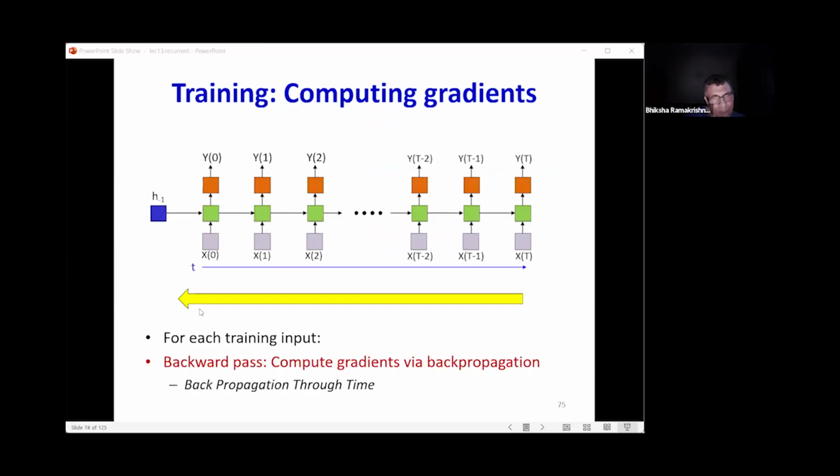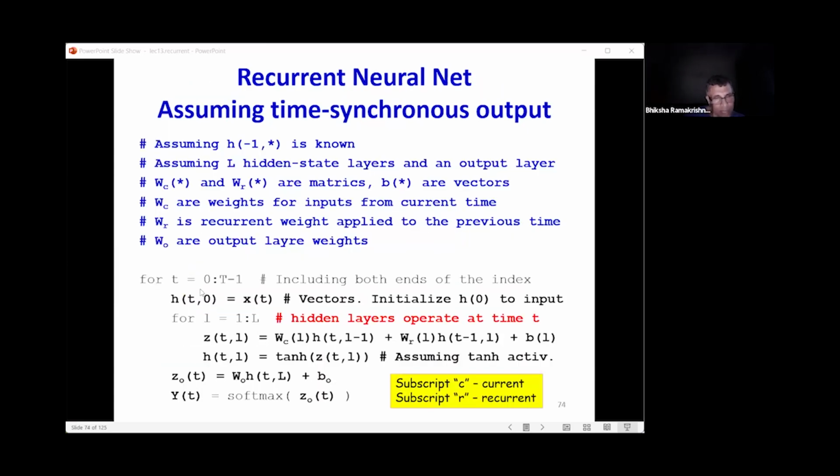Now, all of this is just to give you an idea of the fact that although the pictures are simple, the hidden states can be multi-layered. The computation is not anything incredibly complex. It's just like an MLP. The only extra magic was that within each layer, we had this recurrent component, which looked at the value of that layer at the previous time.